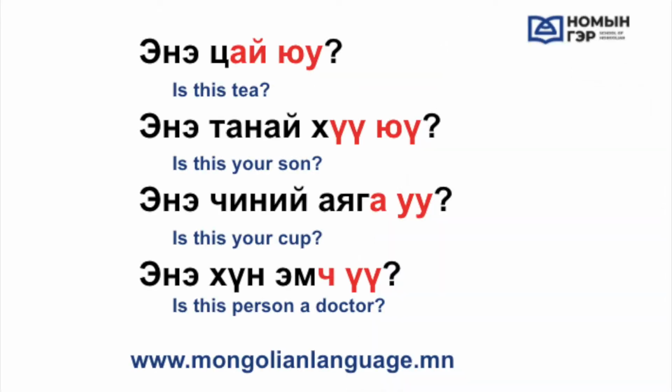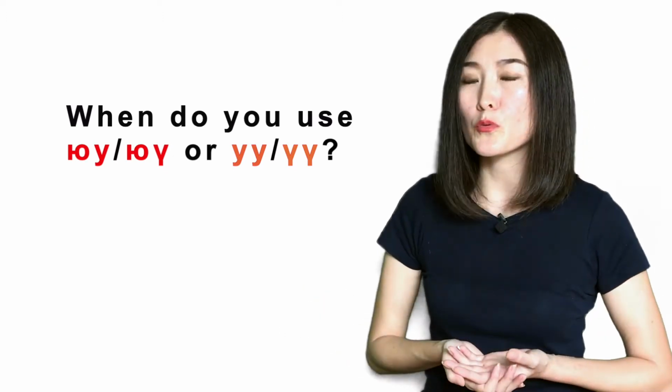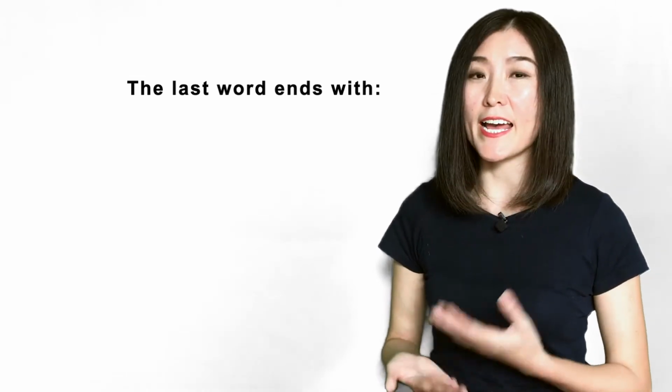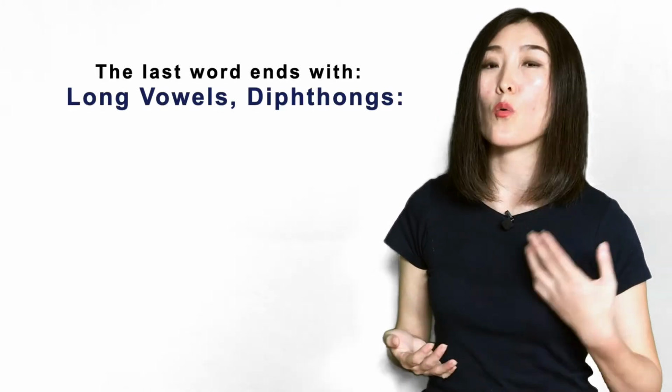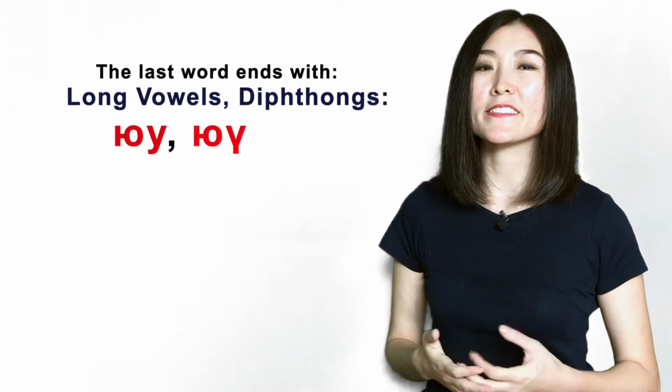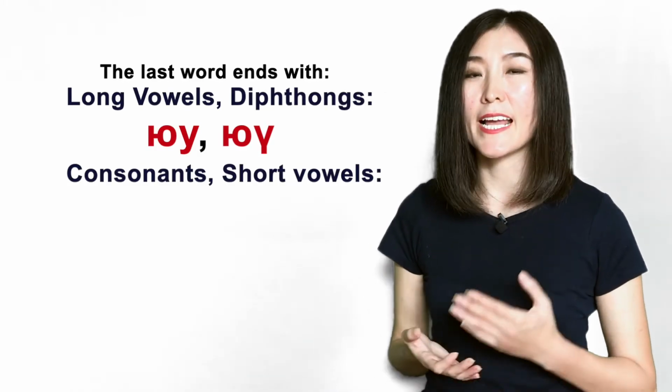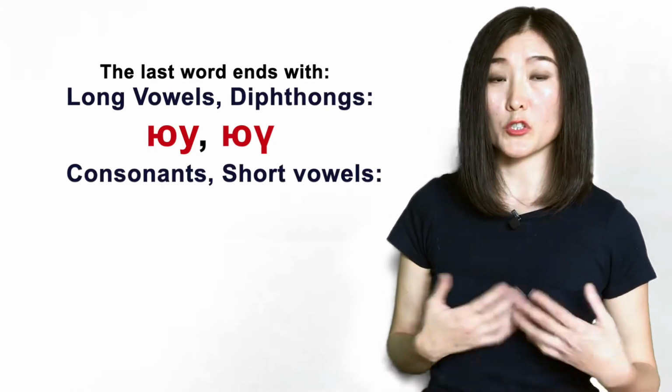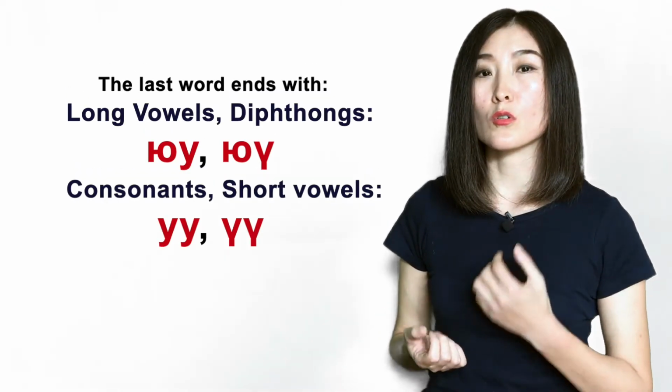Let's take a look. Энэ цай юу? Энэ танай хүү юу? Энэ чиний аягуу? Энэ хүн эмчүү? So, how do we figure out when to use yu, or uu? When the last word of the sentence ends with either long vowels or diphthongs, yu or uu will be added. And when the last word of the sentence ends with either consonant or short vowels, o or u will be added.